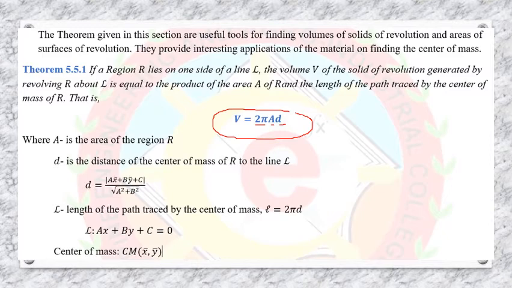Okay. A here is the area of the region R. D is the distance of the center of mass of R to the line L. Yung formula lang ng D natin is ito, the absolute value of A x bar plus B y bar plus C over the square root of A squared plus B squared. And then yung L na tinutukoy dito, that is the length of the path traced by the center of mass where L is equal to 2 pi D. Ang line natin is as a linear equation, Ax plus By equals C. And then the center of mass here is x bar and y bar.